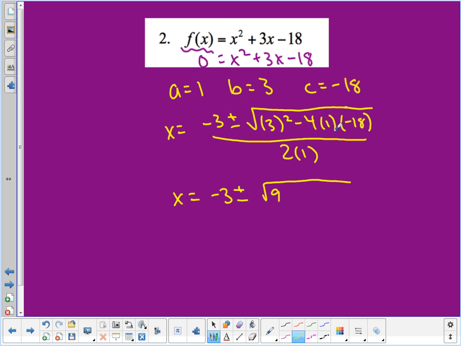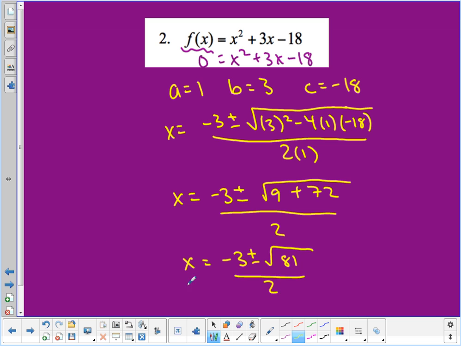Negative 4 times 1 times negative 18 is positive 72. Negative times negative gave me a positive. 4 times 1 times 18 is 72. Denominator, 2 times 1 is just 2. Keep going, that's negative 3 plus or minus the square root of 81 all over 2.